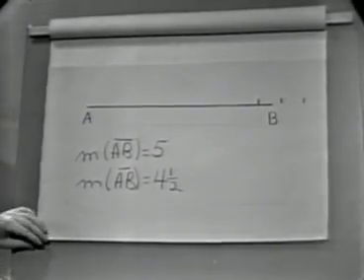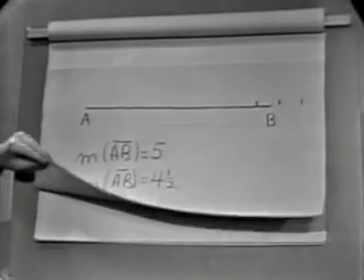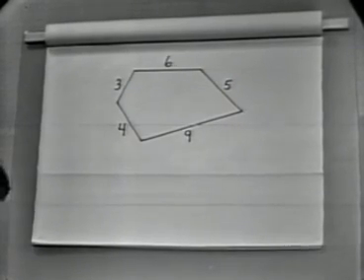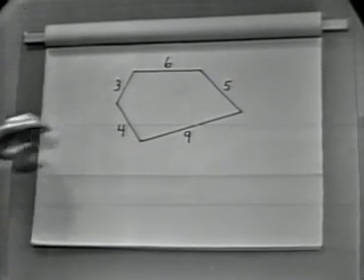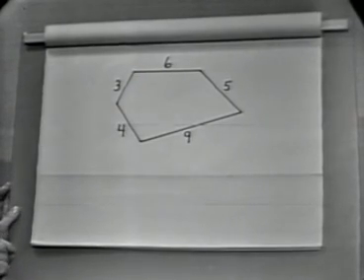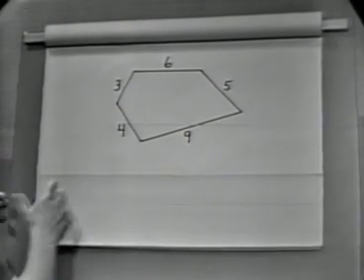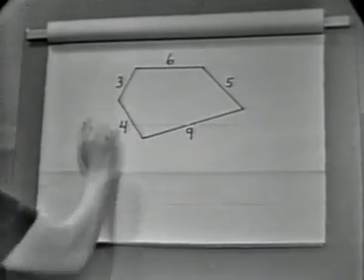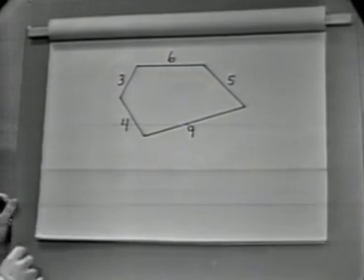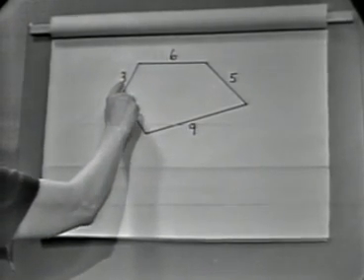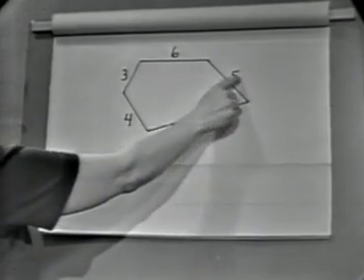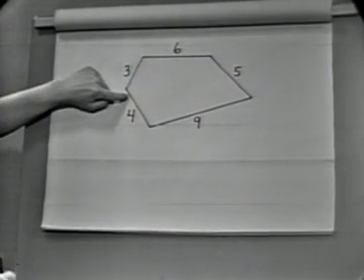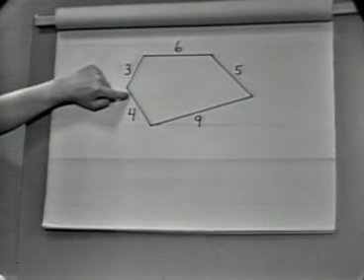A familiar application of linear measure is that of finding the length or perimeter of a polygon. Consider this model. Using the same unit of measure, and knowing the measures of each of the sides, we can simply find the perimeter by finding the sum of those measures: 3, 6, 5, 9, 4. This polygon has a perimeter of 27 units.